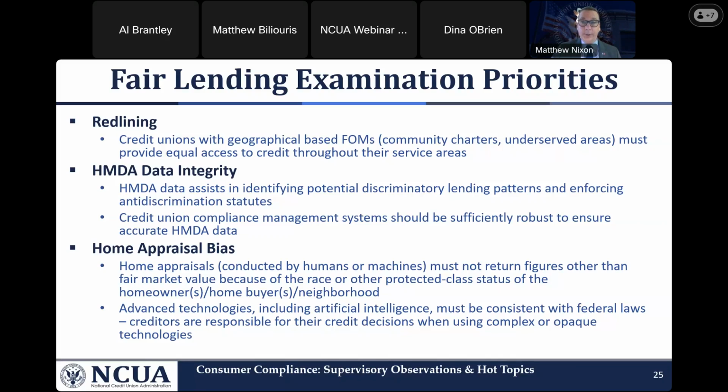ECOA protections apply to every aspect of a credit transaction, including the reliance on home appraisals before creditors approve a home mortgage loan. NCUA will continue to focus fair lending supervision priorities on matters related to home appraisal bias to ensure appraisals used to make lending decisions are objective and non-discriminatory.